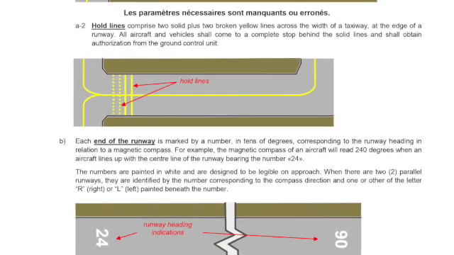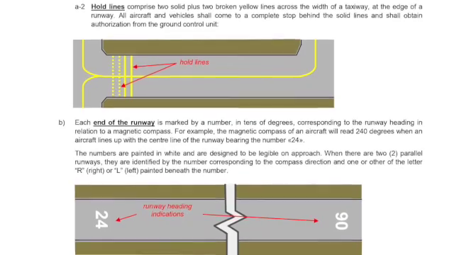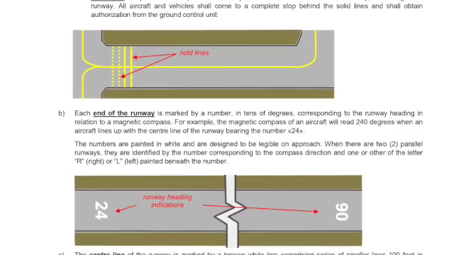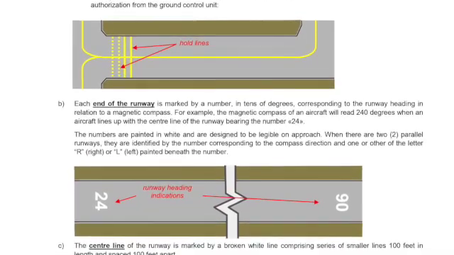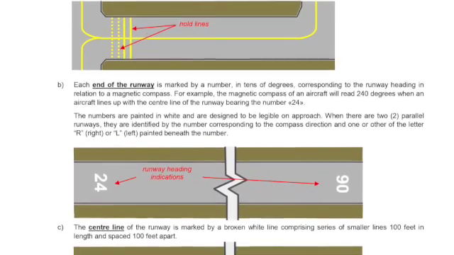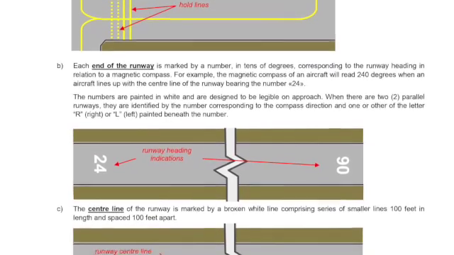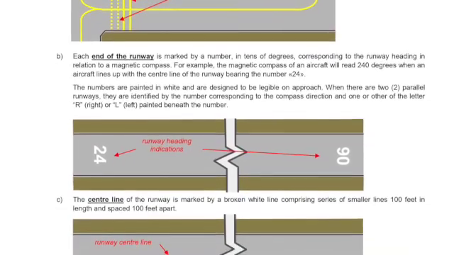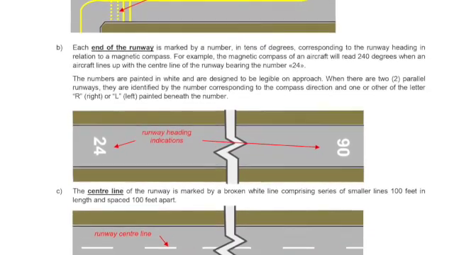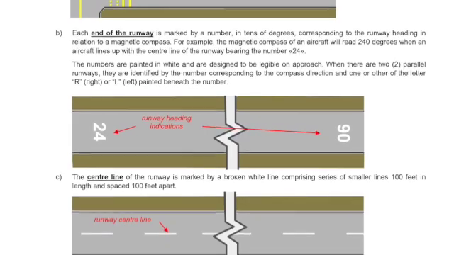For example, the magnetic compass of an aircraft will read 240 degrees when an aircraft lines up with the center line of the runway bearing the number 24. The numbers are painted in white and are designed to be legible on approach. When there are 2 parallel runways, they are identified by the number corresponding to the compass direction and one or other of the letter R, right, or L, left, painted beneath the number.